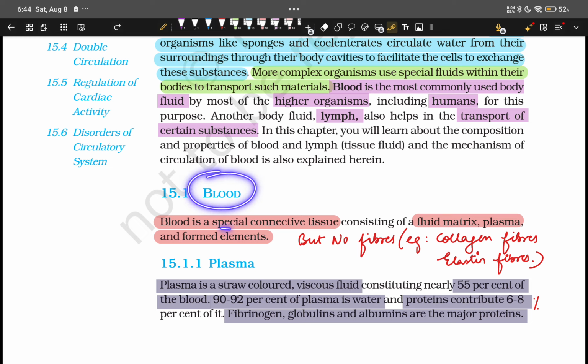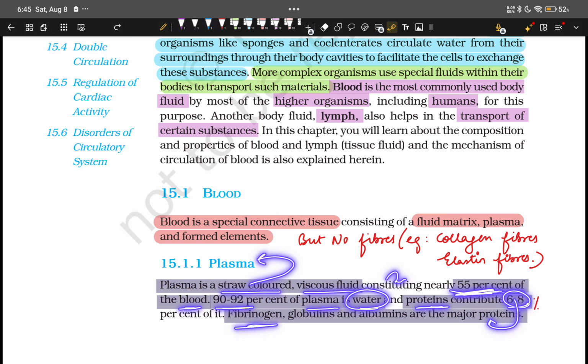Now, blood is a specialized connective tissue which consists of fluid matrix, plasma, and formed elements, but no fibers. Plasma is a straw-colored, yellowish, viscous fluid which constitutes 55% of the blood. 92% of the plasma is water and protein is about 6 to 8%. Now the major proteins in plasma are fibrinogen, globulins and albumins.